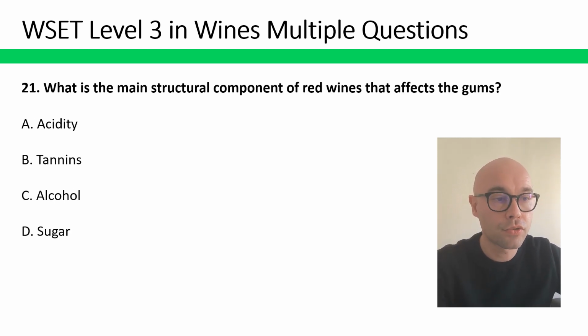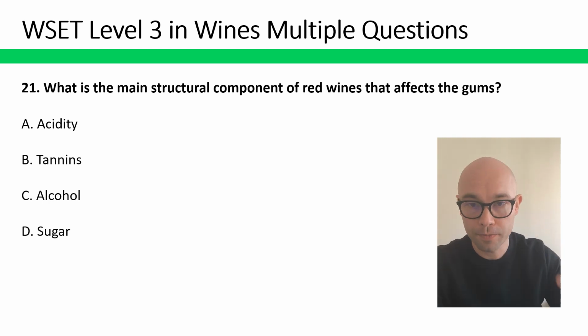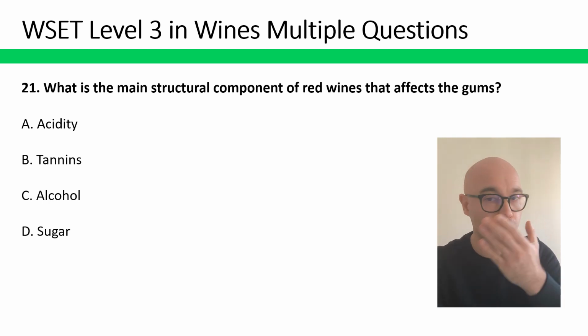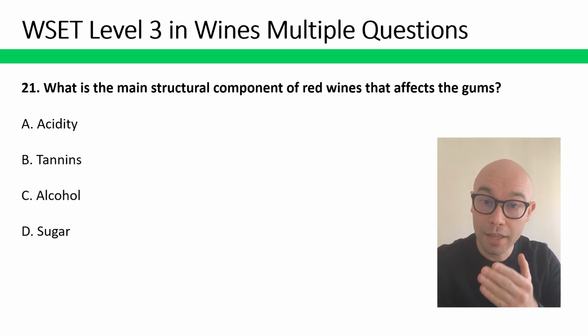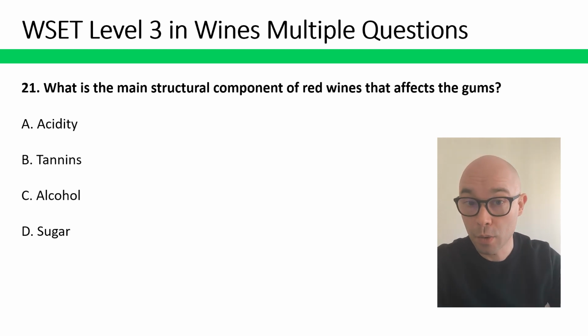What is the main structural component of red wine that affects the gums? Acidity, tannin, alcohol, sugar. The correct answer is tannin. So when you're tasting a red wine, make sure you cover your whole palate, especially the gums, and on the gums you're going to detect the amount and the quality of the tannin.